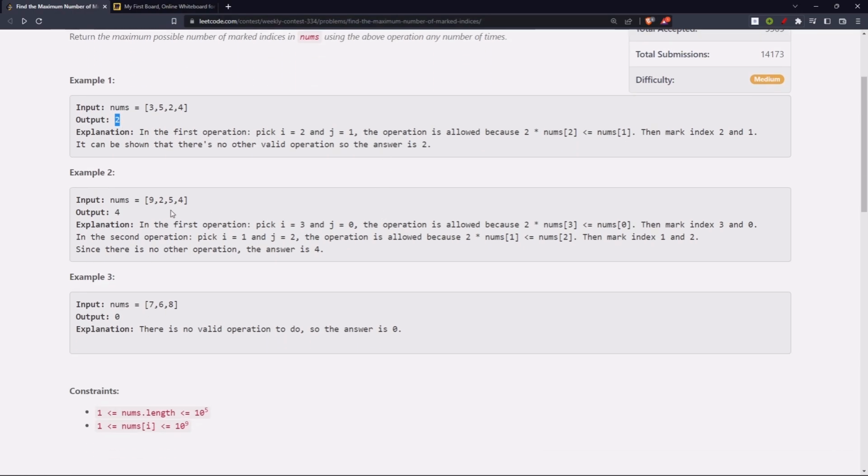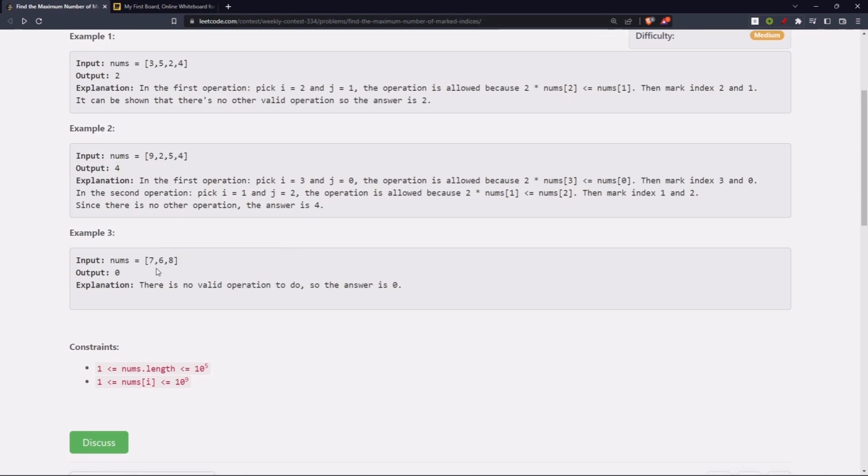Okay, 9, 2, 5, 4. If we take 2, 2 times 2 is 4, and 4 is less than 5. If we take 4, 4 times 2 is 8, and 8 is less than 9. So we use this and this index and this index, that is 4. So our answer is 4. In this one, the answer is 0. It's not possible to do that. 6 times 2 is 12, the minimum, and it's exceeding all the values in the array.